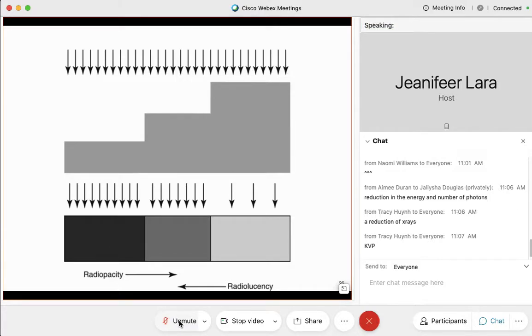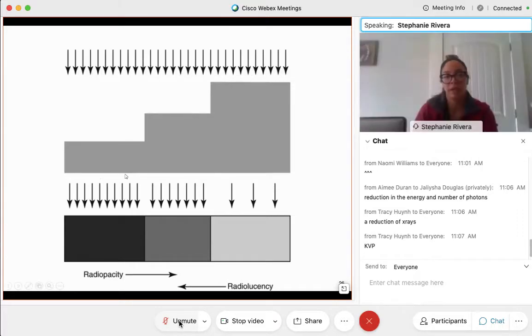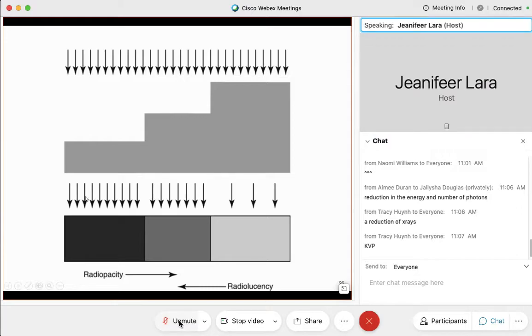There's more air, more blackness. What is this significant of? What is coming in and exiting? The photons. So we see low brightness means there was more transmission of photons, right? Over here, Tracy, we see less transmission, giving us what kind of brightness?